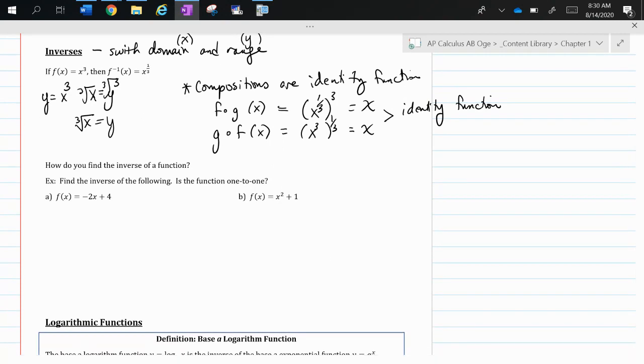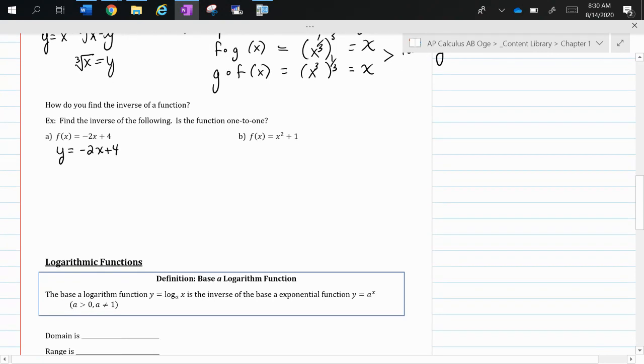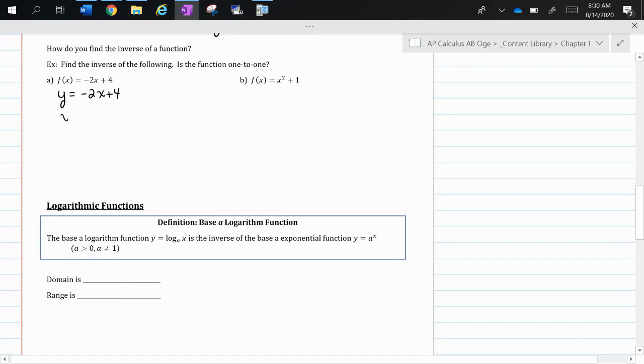So how do we find the inverse of a function? We just talked about that. We switch our x and our y, and we solve for y. So we can do that for a couple of examples. If f of x is equal to negative 2x plus 4, then y is equal to negative 2x plus 4. So I'm going to switch the x and the y and make it x equals negative 2y plus 4. And then I'm going to solve for y.